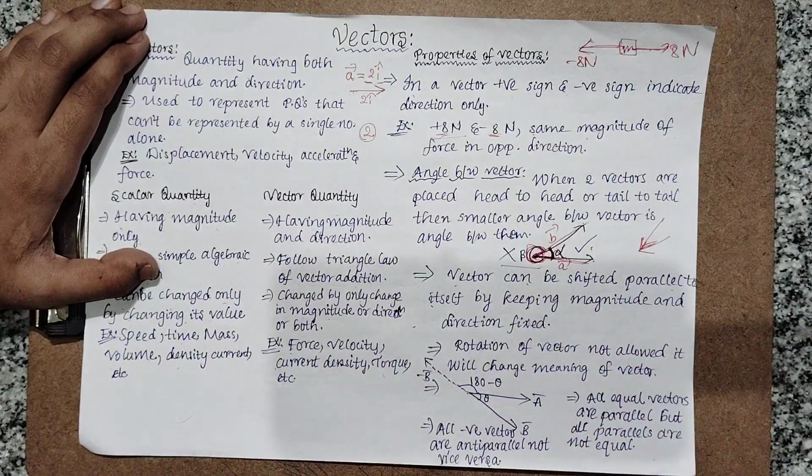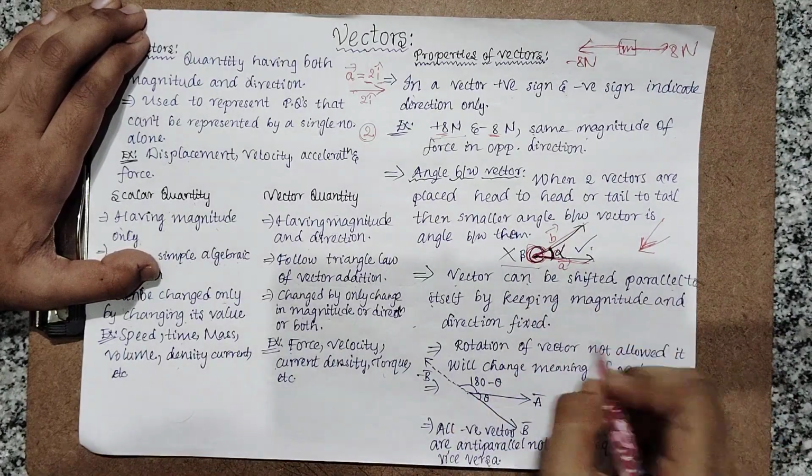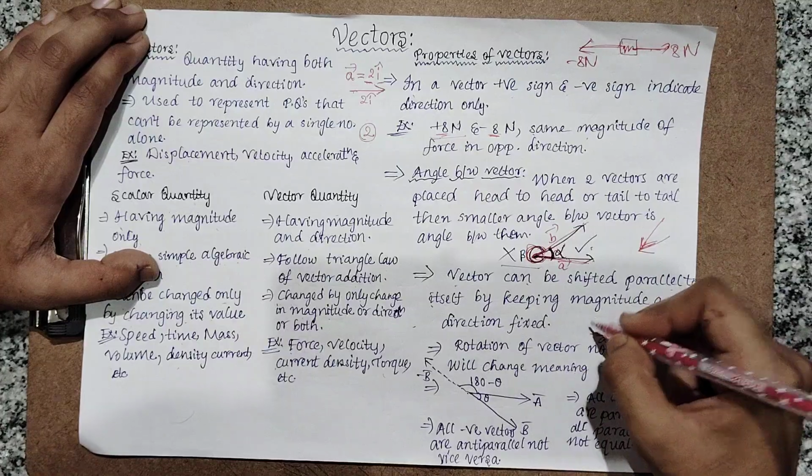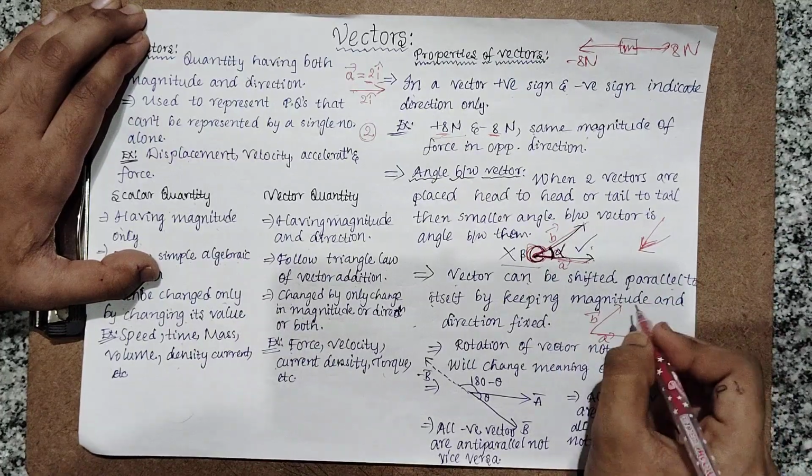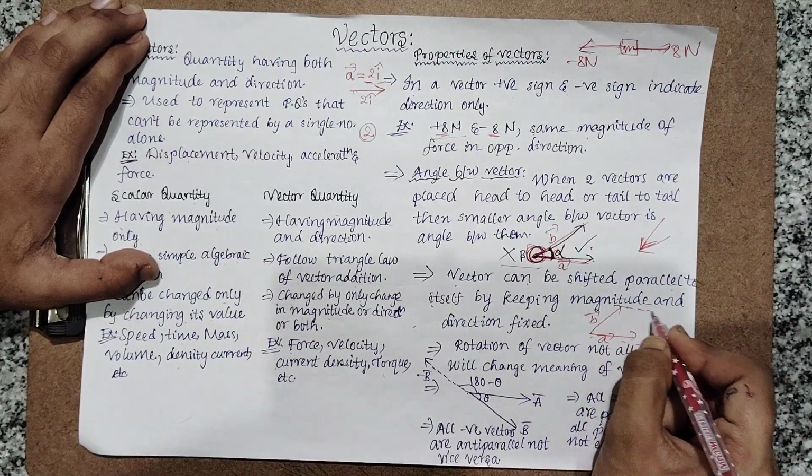And now coming to the next point, a vector can be shifted parallel to itself by keeping magnitude and direction fixed. For example, let us say this is your a bar, this is your b bar. Now you can shift this vector parallelly.